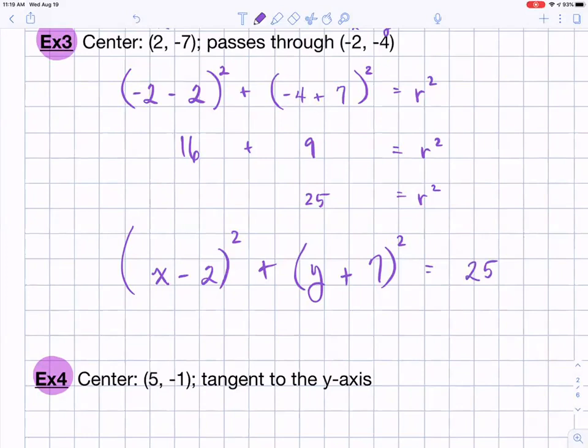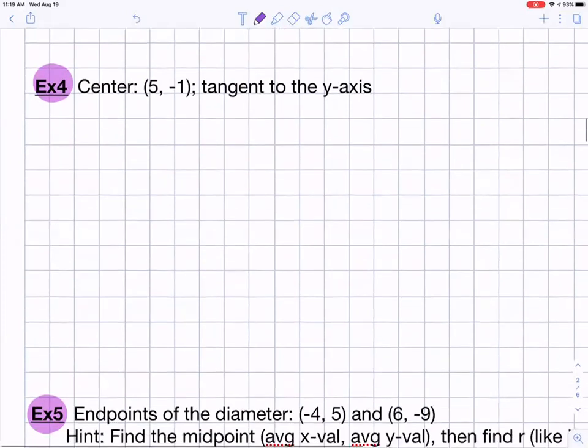All right, number 4. Hey, remind me, what are the 3 things you got to have to be able to write an equation? H, K, and R. Look at your number 4. What do you have? You have an H and a K. What don't you have? An R.